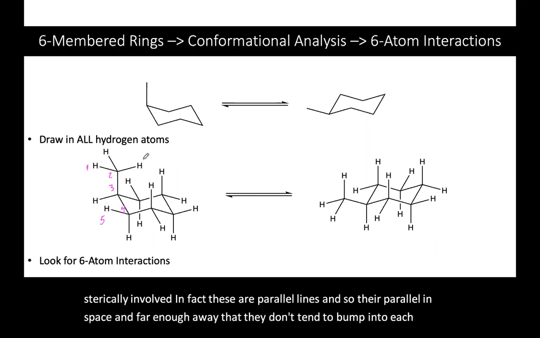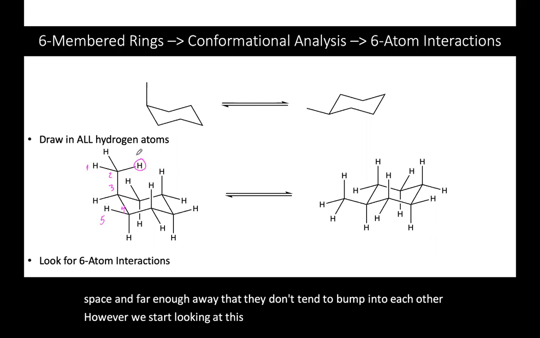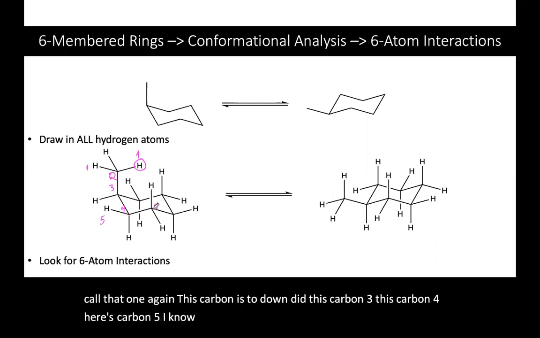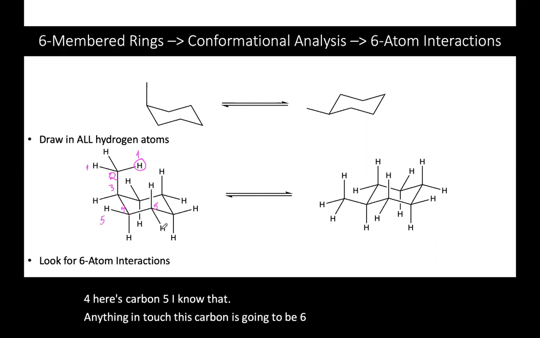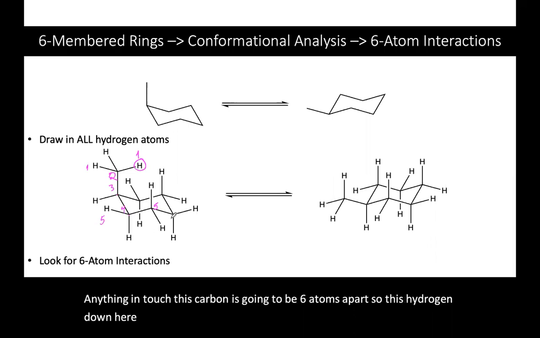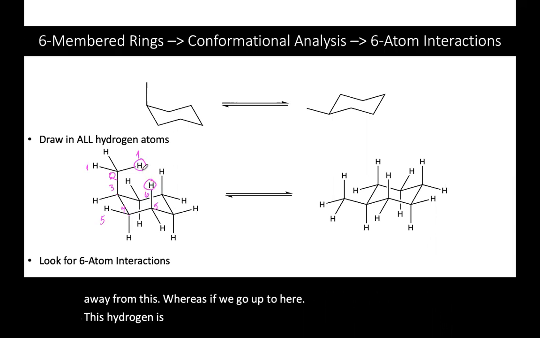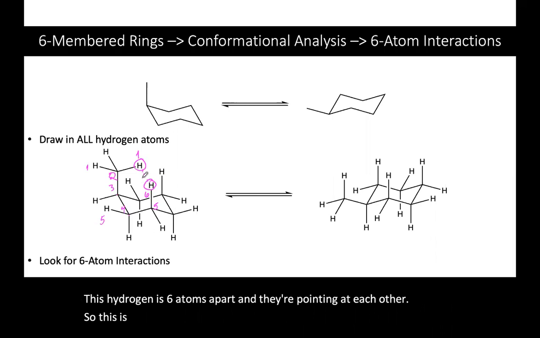However, if we start looking at this hydrogen here off of the methyl group, we'll call that 1. Again, this carbon is 2, down to this carbon 3, this carbon 4, here's carbon 5. I know that anything attached to this carbon is going to be 6 atoms apart. So this hydrogen down here and this carbon down here are 6 atoms apart, but pointing away from this. Whereas if we go up to here, this hydrogen is 6 atoms apart and they are pointing at each other. So this is a 6-atom interaction.